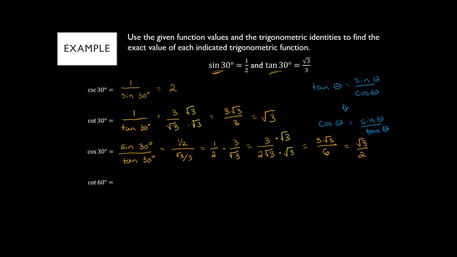Now, the last one here, cotangent of 60 degrees. Here we're going to use the complementary angle in order to find the cotangent of 60 degrees, because that is the same as tangent of 30 degrees. And so that's simply square root of 3 over 3. Because those are co-functions, cotangent and tangent, and the angles add up to 90 degrees, so they are equivalent. Are there any questions?